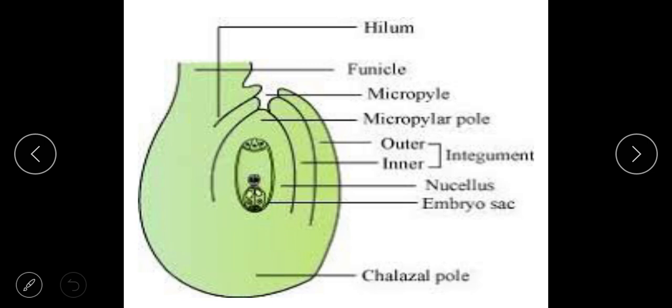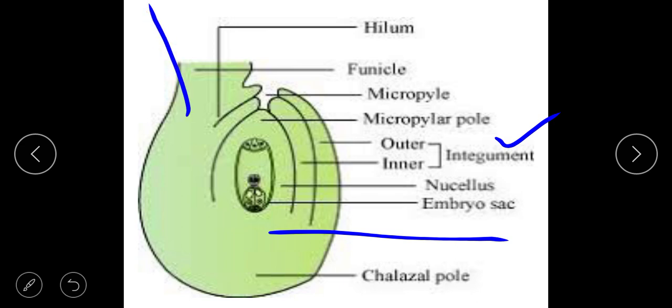Each megasporangium or ovule has three main parts. Number one, the integument. Second is the nucellus, and the third one is the funicle. The integument forms the protective layer. The nucellus is the nutritive layer from which the female gametophyte develops, and the funiculus is the stalk of the ovule by which it remains attached to the ovary.